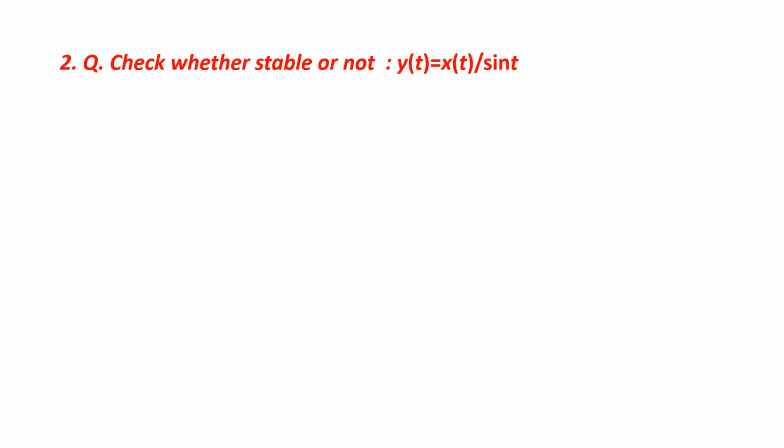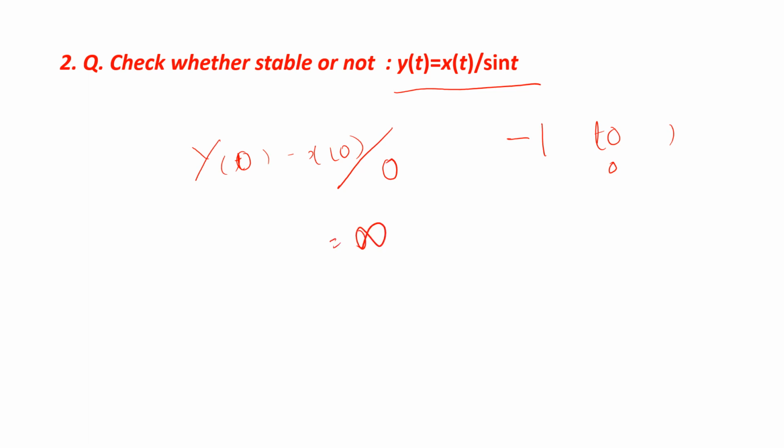Similarly, y of t is equal to x of t by sin t. Sin t varies from minus 1 to 1, and 0 will also be there. So if I write y of 0, it is x of 0 divided by sin 0. Sin 0 is 0, and something divided by 0 is infinite. So the output is infinite, and infinite means unbounded. So this is called an unstable system.